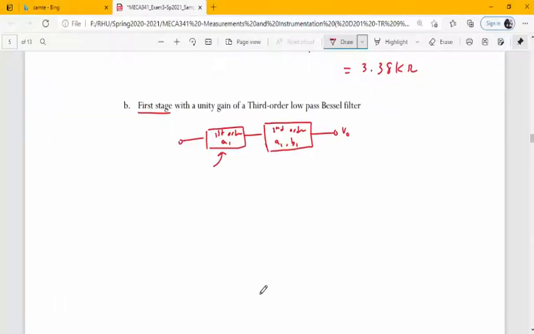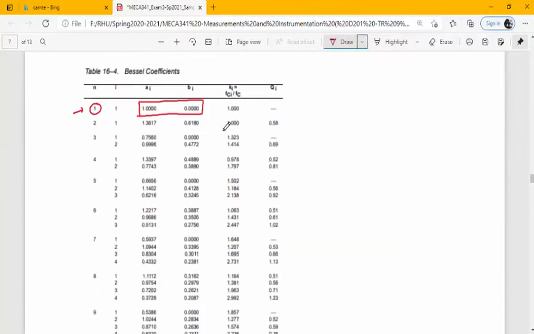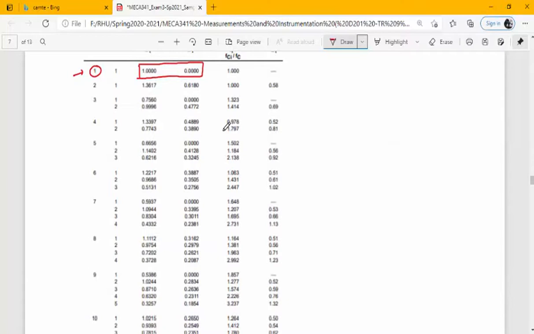Back to our exam. In this question, we are only asked for the third order, but we need to solve for the first stage, the first portion of the filter. This is the input. For the first order, we refer to the table as well. This is a Bessel filter, the third order. We need to cascade two filters. The first one has those coefficients, and this is the second one.